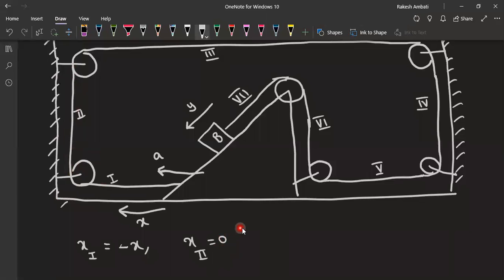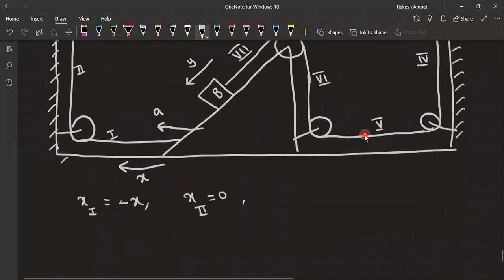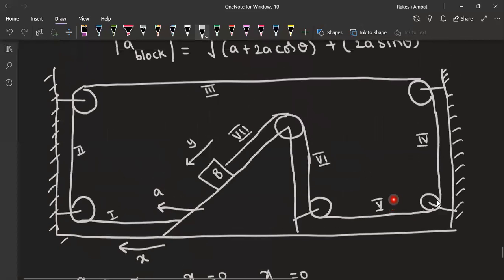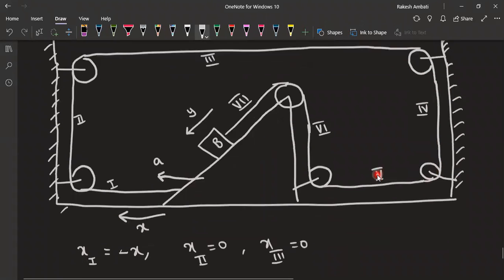In the same way, third segment. It is a fixed support and a fixed pulley, and this is also a fixed pulley. So these two are fixed pulleys and a fixed support. Now this distance also has no change. So this is third segment distance, no change, so third segment x value is 0. Then coming to fourth segment, fixed pulley, this distance, no change. Why? Because fixed pulley and fixed support. So this is fourth segment distance, no change.